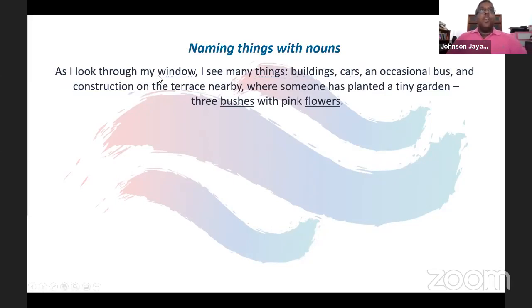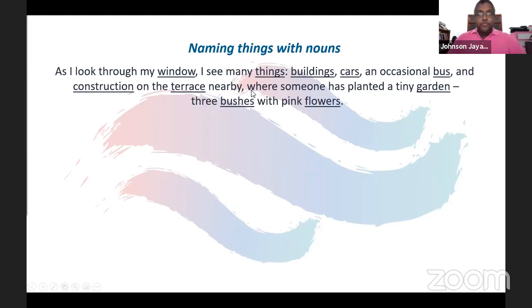As I look through my window, I see many things: buildings, cars, and an occasional bus, and construction on the terrace nearby, where someone has planted a tiny garden, 3 bushes with pink flowers. Here nouns are used to name things. In the previous paragraph, nouns are used to name people. Now here we're naming things.